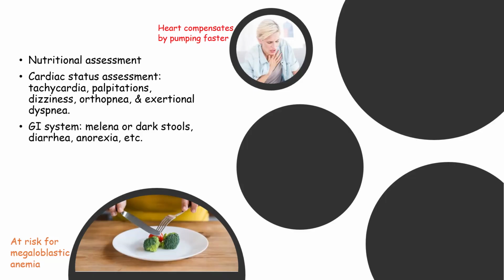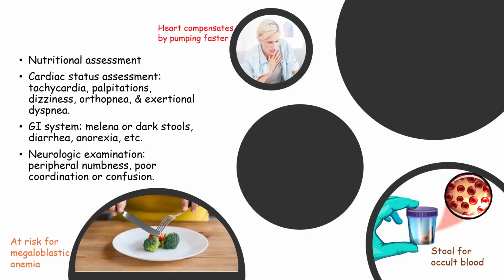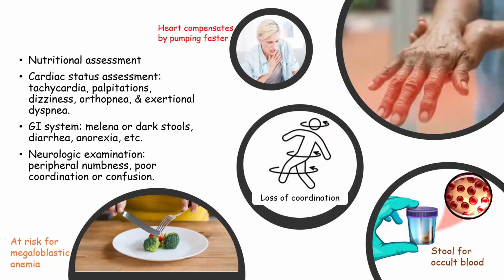Assessment of the gastrointestinal system may disclose melena or dark stools, diarrhea, anorexia, etc. Stools should be tested for occult blood. The neurologic examination is also important because pernicious anemia can affect the central and peripheral nervous system. So the patient should be examined if he is having any peripheral numbness, poor coordination, or confusion.